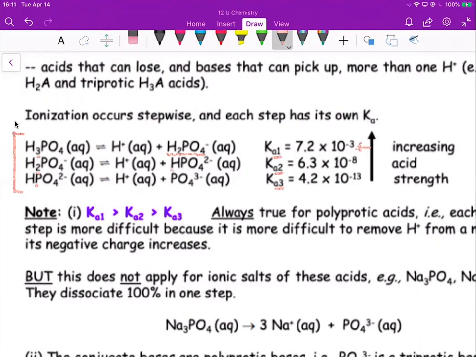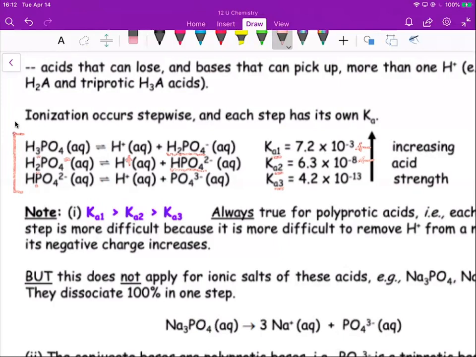As another hydrogen is lost from this ion, look at the difference. It goes from 10 to the minus 3 to 10 to the minus 5. So it does not want to lose another hydrogen. Think about it. It is a negative anion trying to lose a positive cation. It doesn't want to do that because of the law of electric forces, the electrostatic attraction. So a negative anion is not going to want to lose something that's positive.